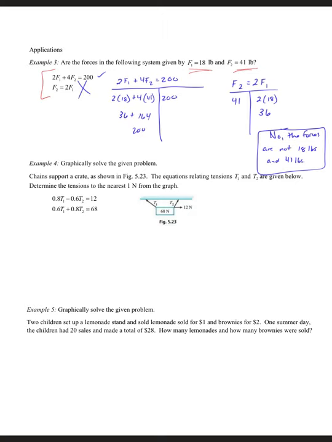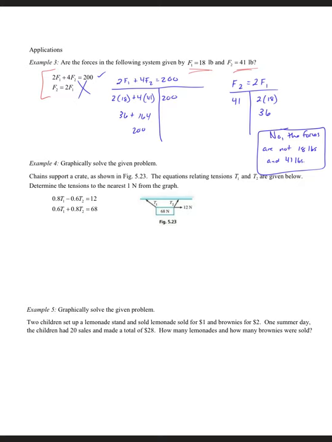So we find here that the forces for F sub 1 and F sub 2 work in the first equation, however, they do not make the second equation true. So we say, therefore, the forces are not 18 and 41 pounds.